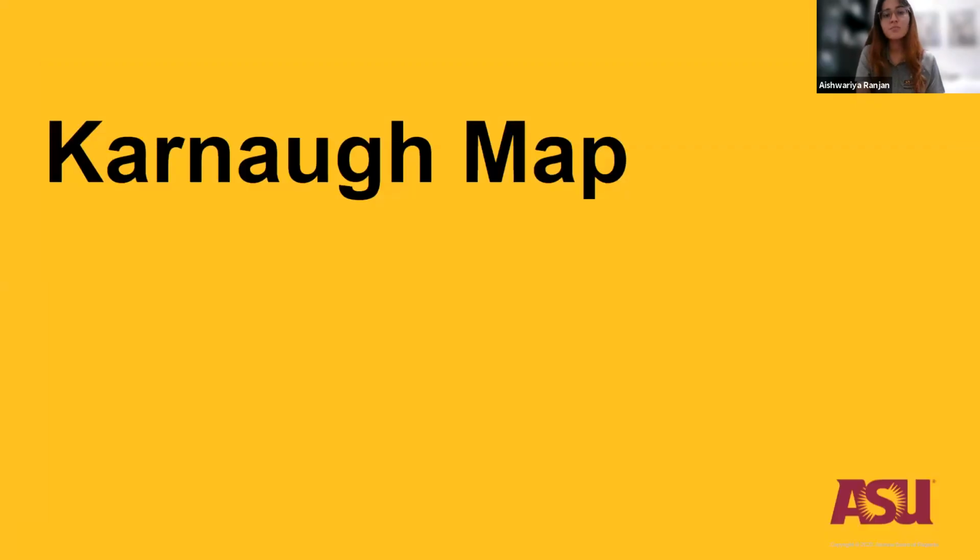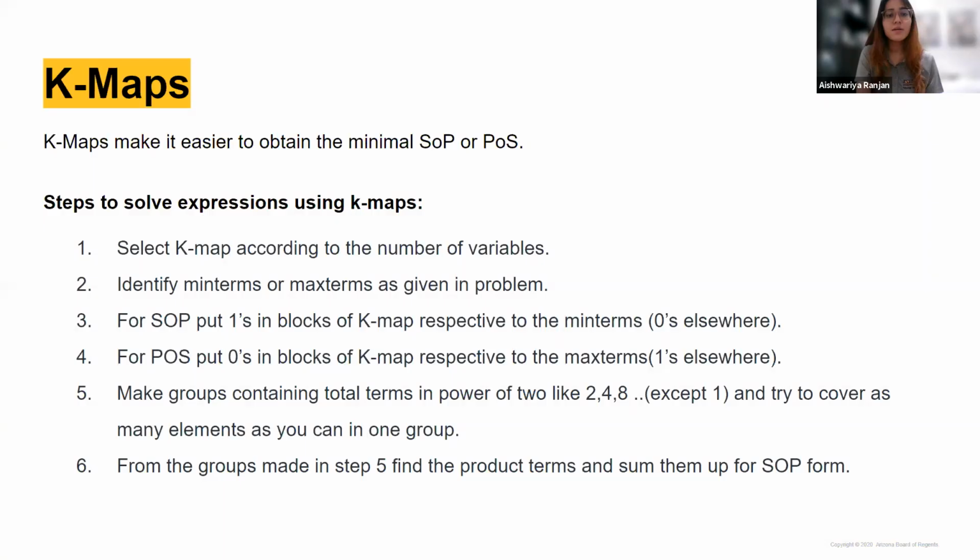Okay, so now we'll move on to Karnaugh maps. Karnaugh maps are basically an easier way to obtain your minimal SOP or POS. So to solve an expression using the Karnaugh map, we build the Karnaugh map depending on the number of variables in our question. Then we identify the min or max terms. So if the question is asking us for SOP, we would write down the ones. And if it's asking for the max term, we would write down the zeros.